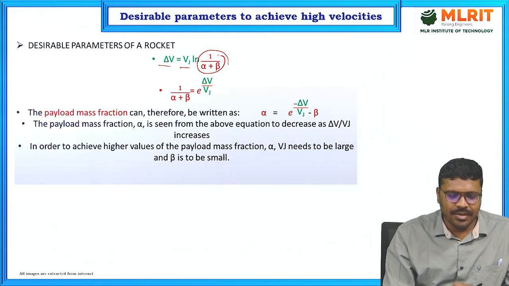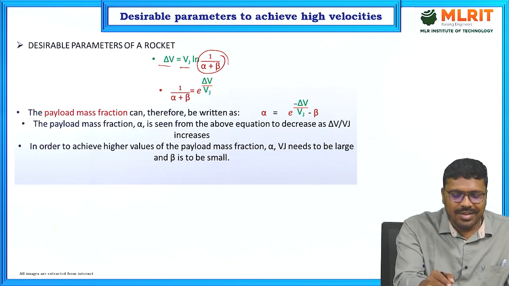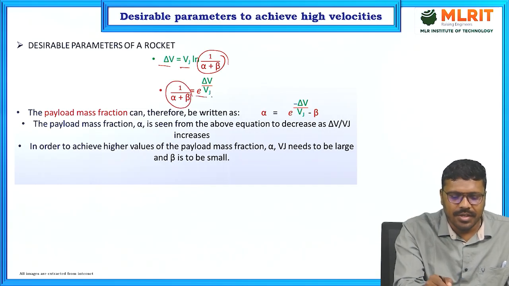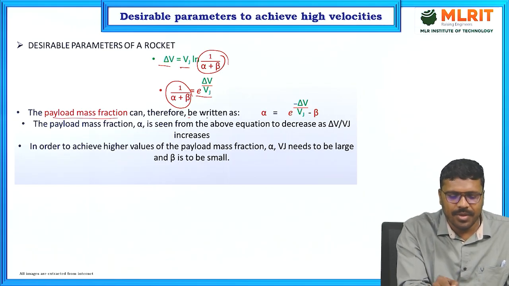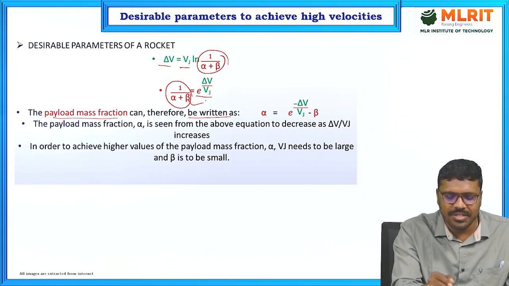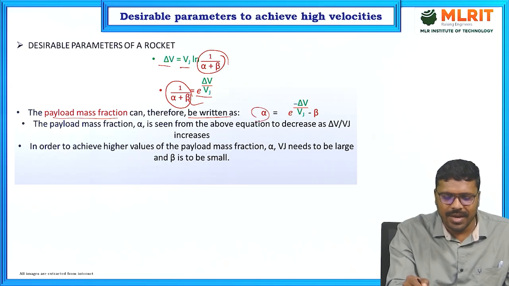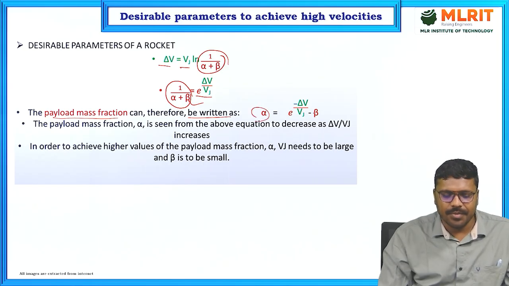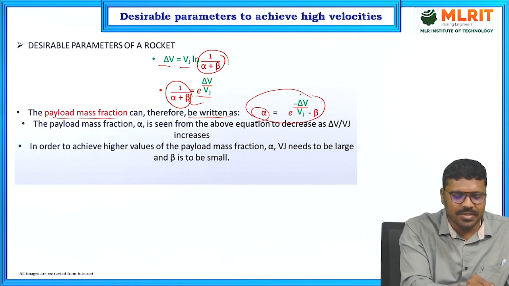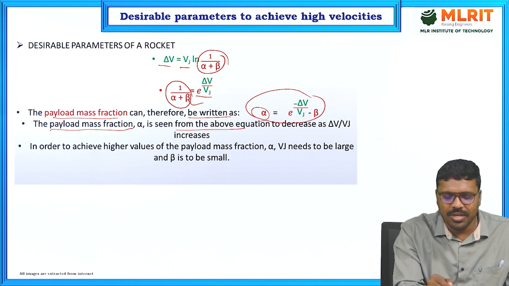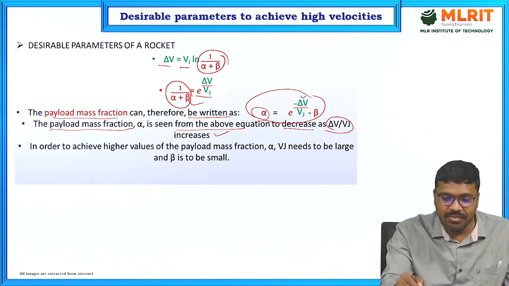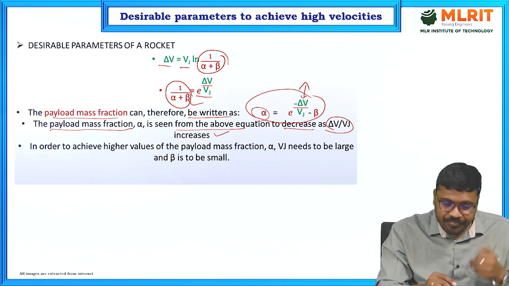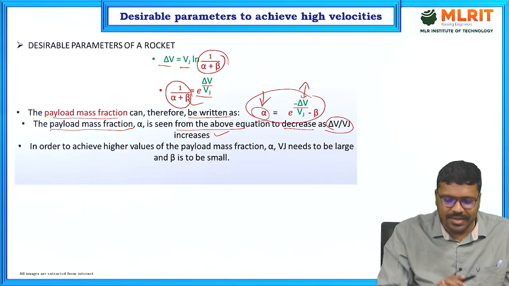If I rewrite this equation, 1 by (alpha plus beta) is equal to e power delta V by Vj. So the payload mass fraction alpha can be written as e power minus delta V by Vj, minus beta. What we can observe from this equation is that the payload mass fraction alpha decreases as delta V by Vj increases.